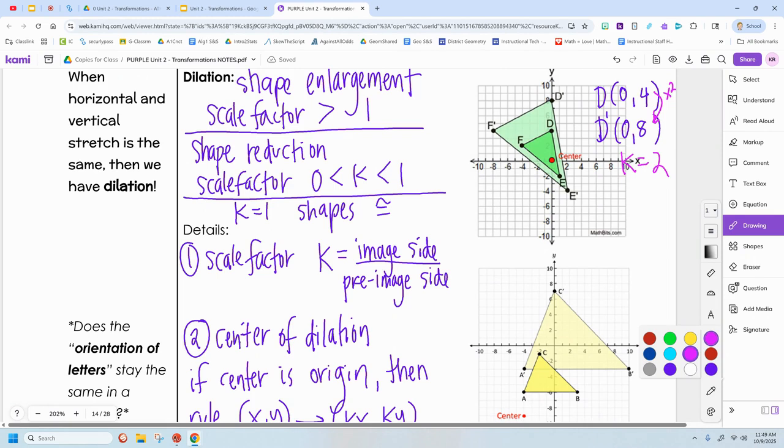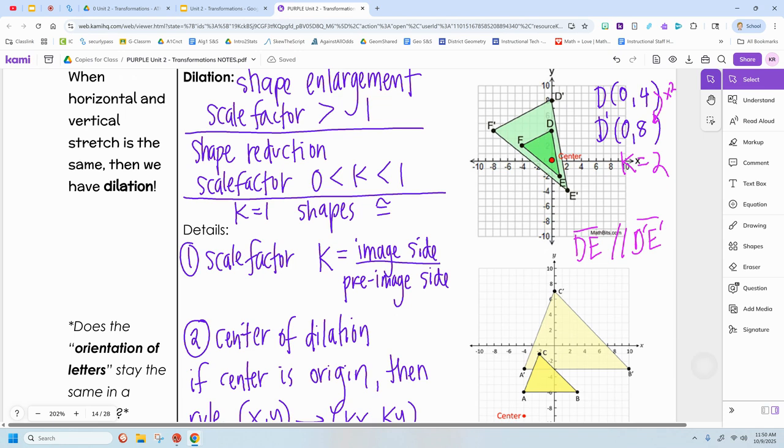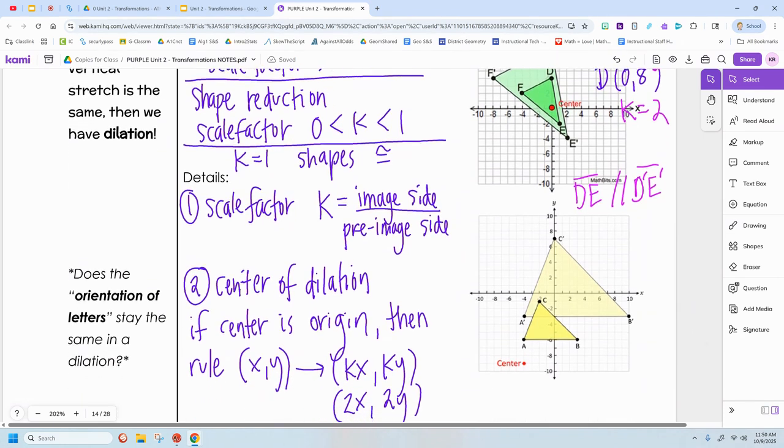You can see that parallelism is maintained. So if I look at DE, it's going to be parallel to D prime E prime. Parallelism is maintained. Angles are still congruent. Corresponding angles are still congruent, but we have to say something different for the sides. So let's go down to this second one so we can figure that out.